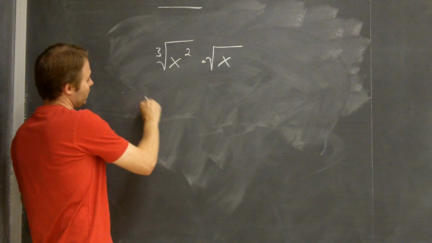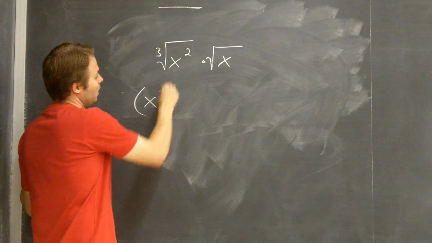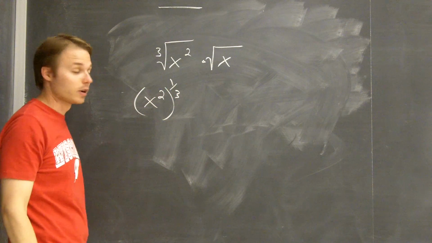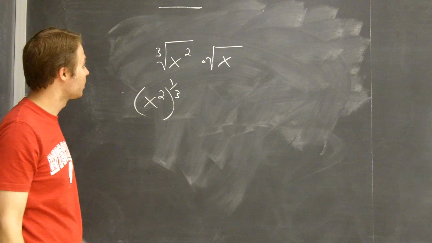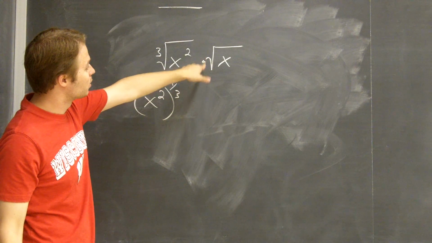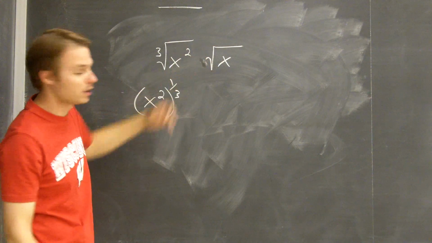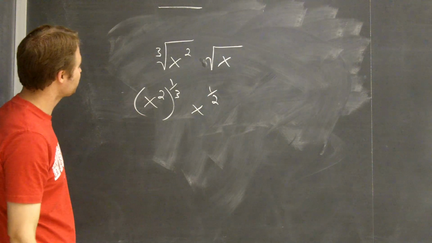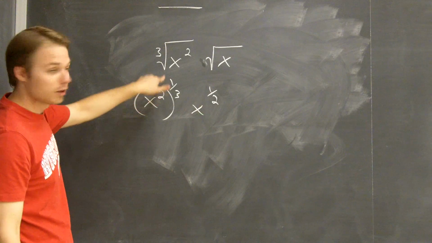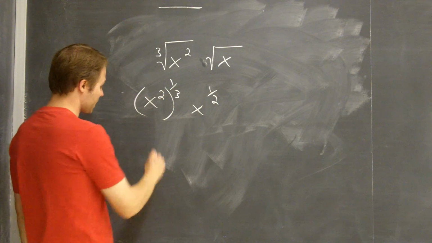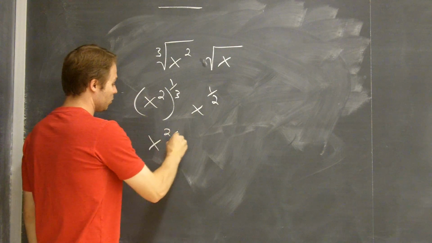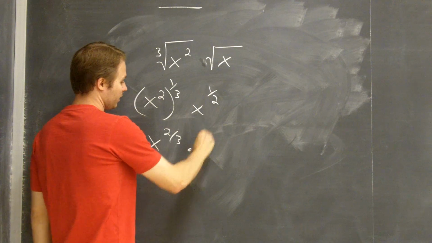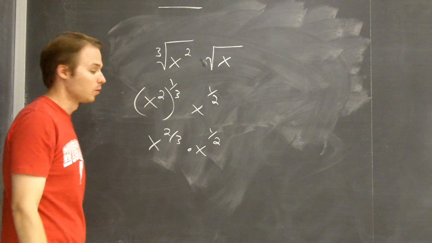So here, this is really x squared, and then the cubed root of x squared, so x squared to the 1/3 power. This one is just the square root of x, so that's just going to be x to the 1/2 power. X squared to the 1/3, I'm just going to multiply the exponents, so this will be x to the 2/3 power. And we'll leave this one here as x to the 1/2.